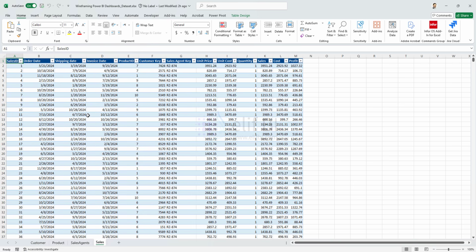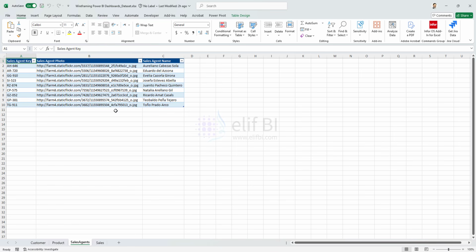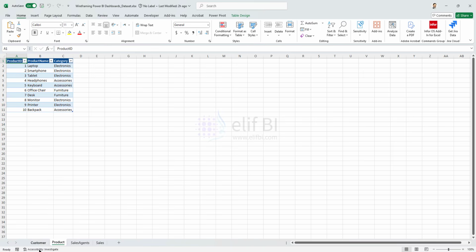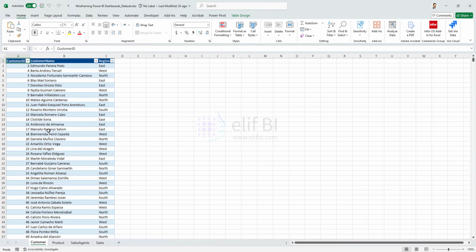We are using this data set in our example of this video, and it's quite a simple data set. We have got the sales fact table. As you can see, there are measurable events and transaction details with dates and numbers. You've got the sales agent dimension table, a very simple sales agent key and the sales agent's name. These are the descriptions. We've got the products dimension table, and then we've got the customer dimension table.